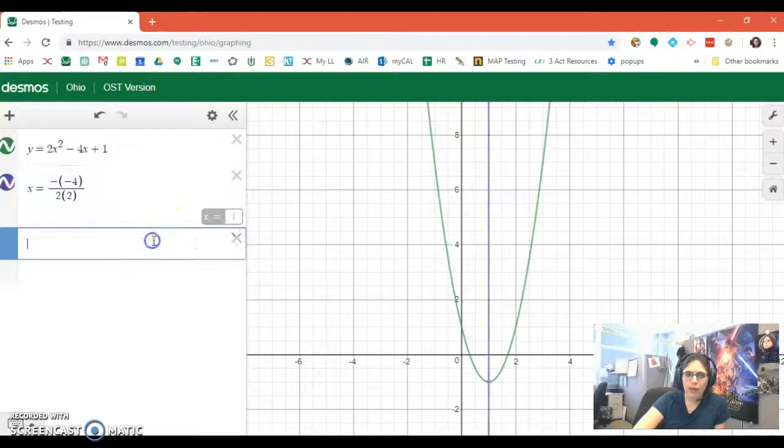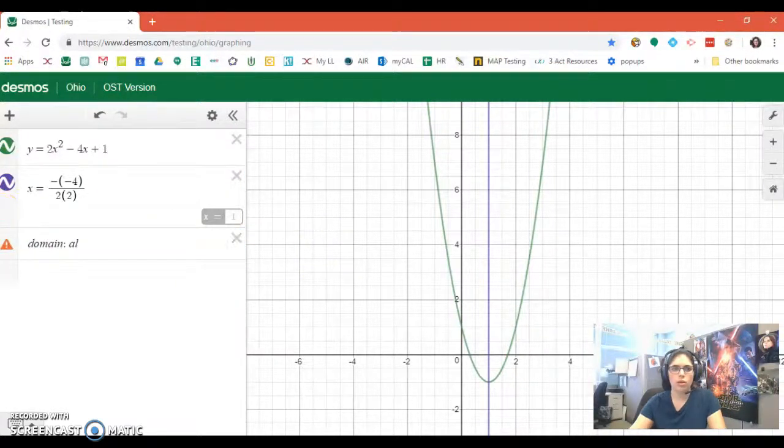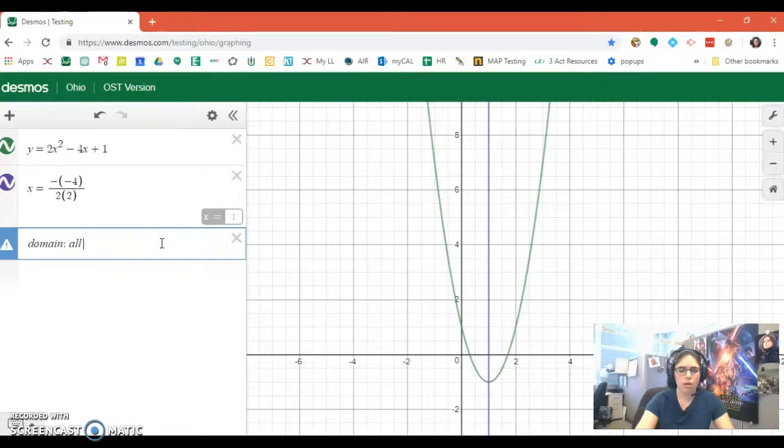So the domain would be all real numbers, because I can plug in whatever I want and it's going to give me some y value. It might not be a nice y value, but I'll get something.